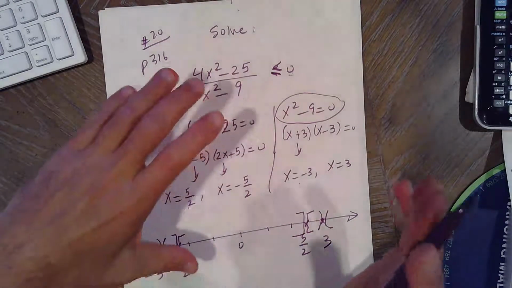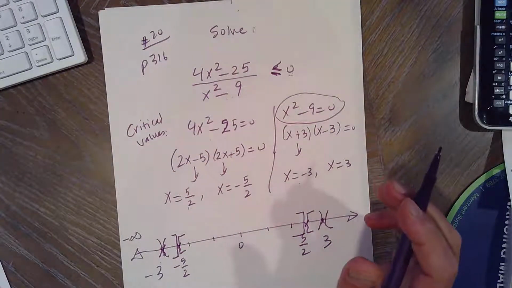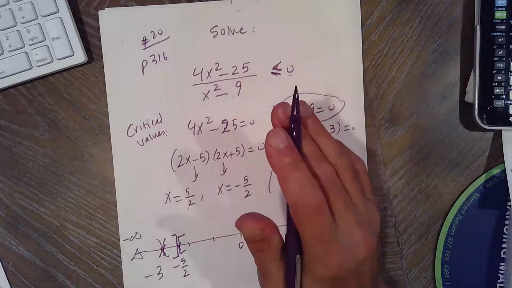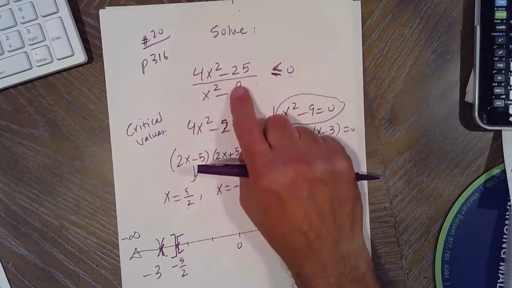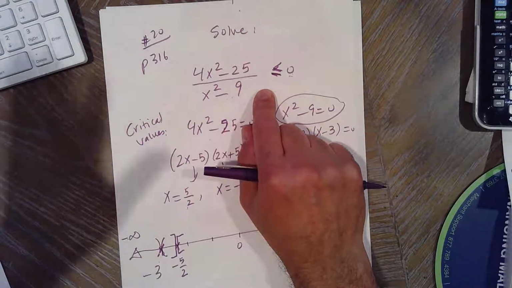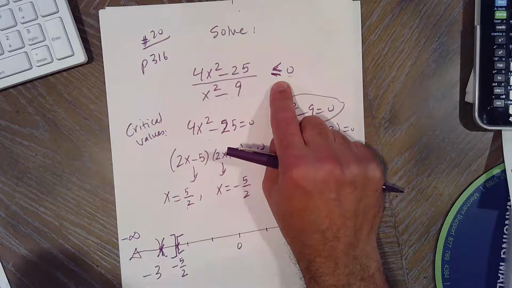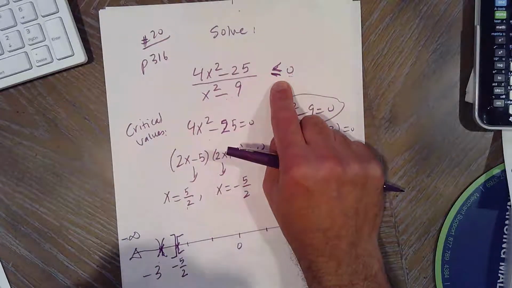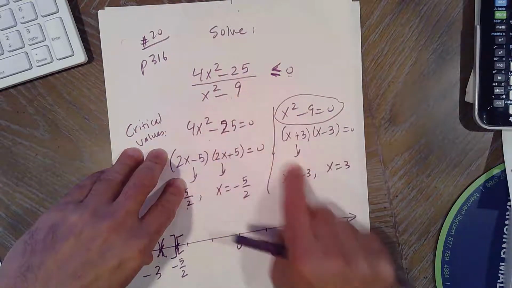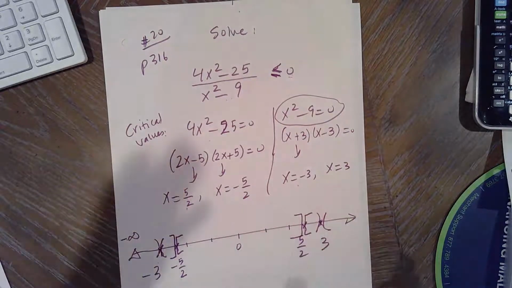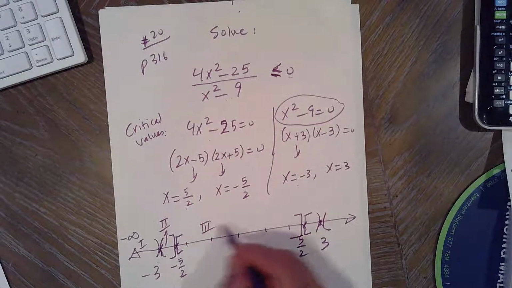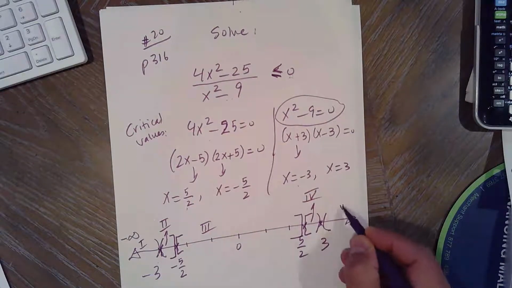Now, this is different from polynomial inequalities. In polynomial inequalities, if it's less than or greater than, it's parentheses. If it's less or equal or greater or equal, it's brackets. In rational inequality, if it's less than or greater than, it's parentheses, like polynomial. But if it's less or equal or greater or equal, brackets at whatever you get from the top, and parentheses at whatever you get from the bottom, because the bottom cannot equal 0. Okay? So 1, 2, 3, 4, and 5 intervals.